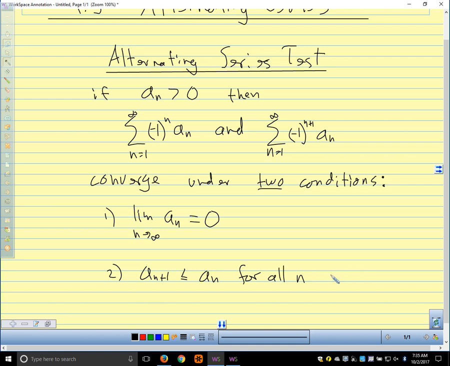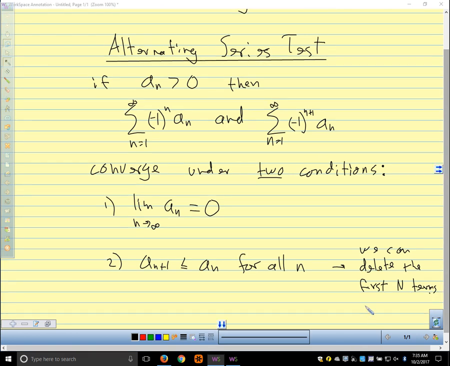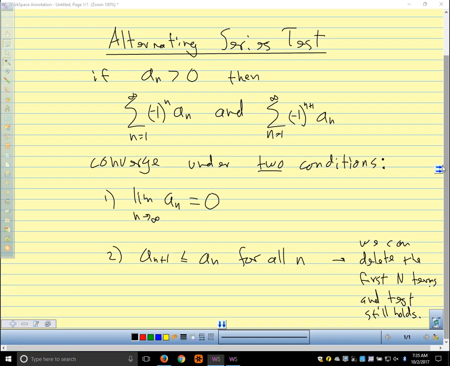I'm going to make a little note here. We can delete the first finite number of terms, the first capital N terms, and our alternating series test will still hold. So if our sequence grows and then eventually it's decreasing, then we're okay.